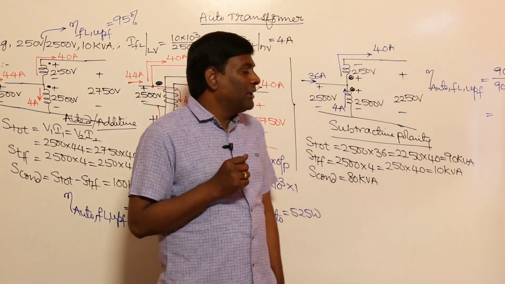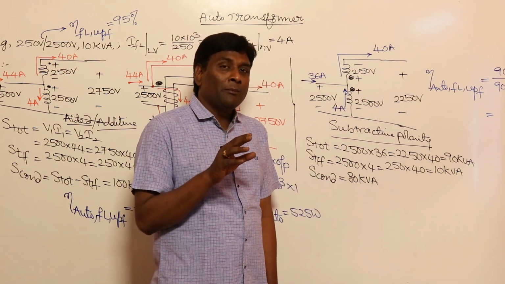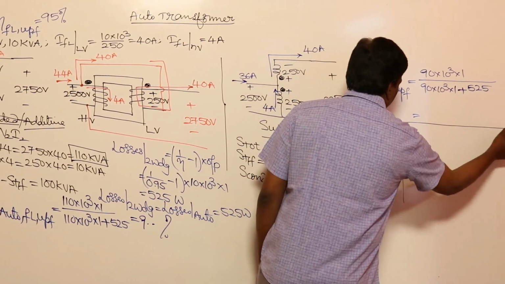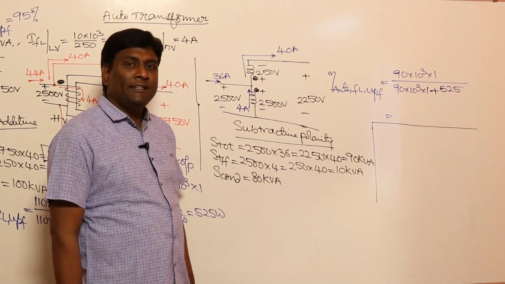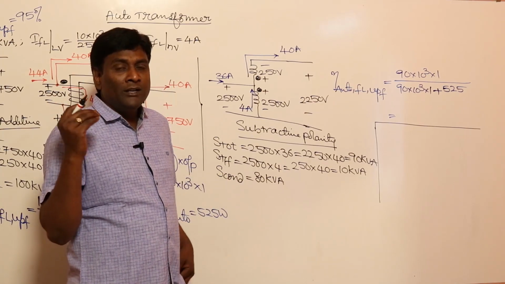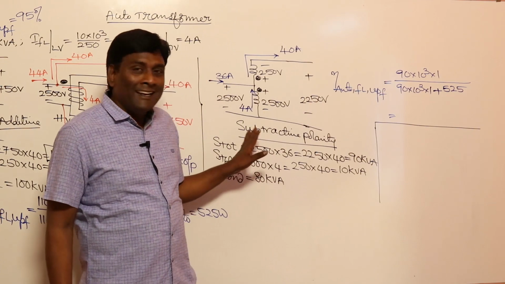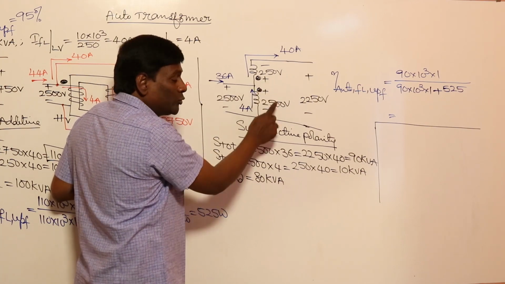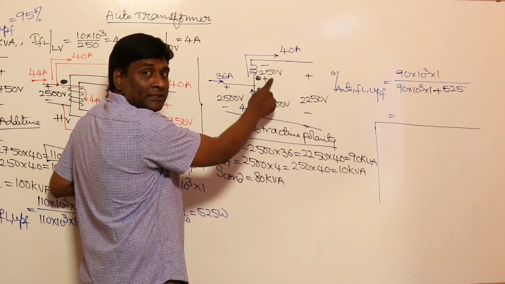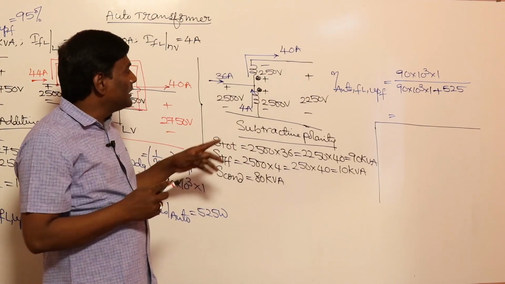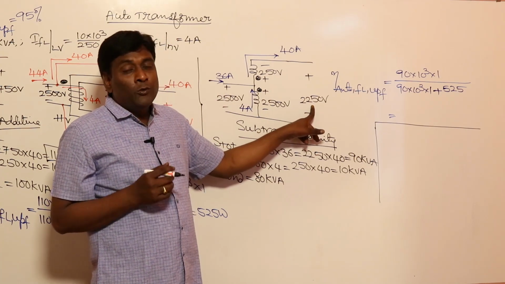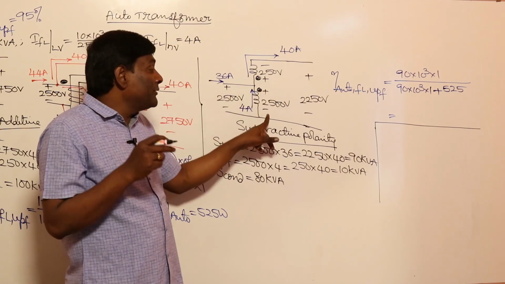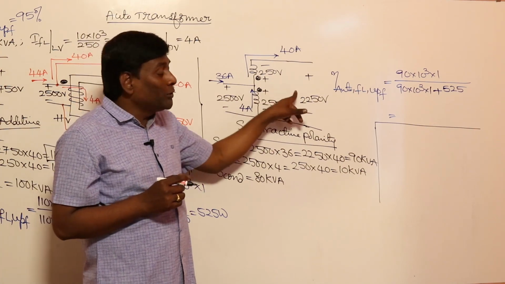One more question they will ask in the GATE exam: what is the maximum power handling capacity for a given transformer as an auto transformer? Between additive and subtractive, additive is going to give more power handling capacity: here 110 kVA, here only 90 kVA. Now if I keep 2500 volts here and 250 volts here, what is the output voltage? 2250 only, it doesn't change. But the moment I keep 2500 here, how much maximum current can flow through 2500? 4 amperes only. Then is the output capacity reduced or not?